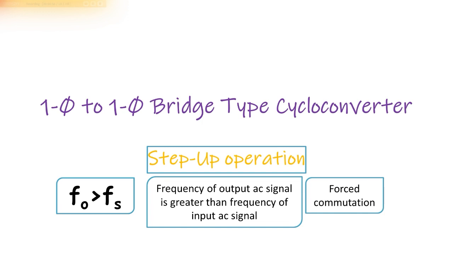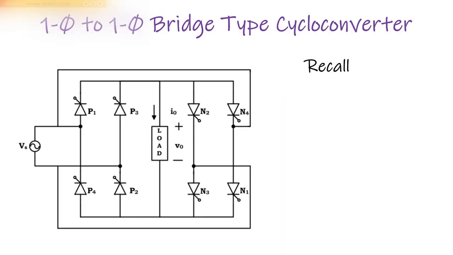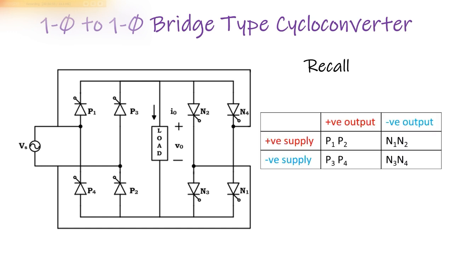Before moving further, let us recall what we learned in our last video. So this is the typical circuit of single phase to single phase bridge type cycloconverter. In this we have AC source Vs, the load, and two groups of thyristors, P and N, the positive group and the negative group. And recall the working of this cycloconverter.